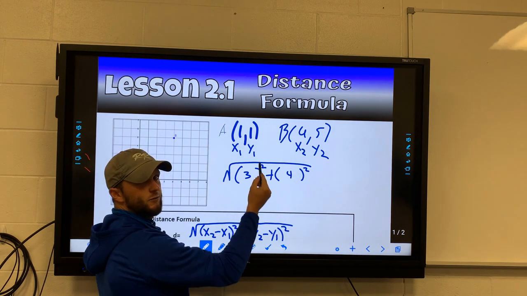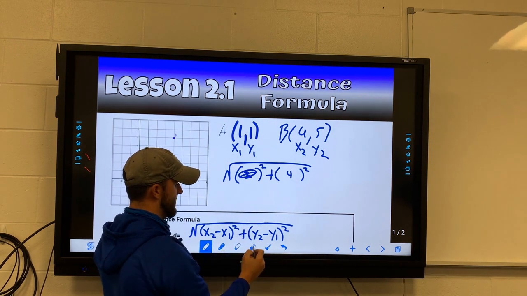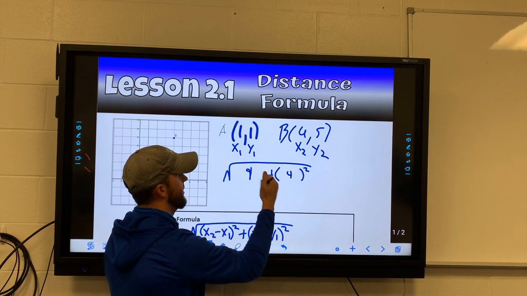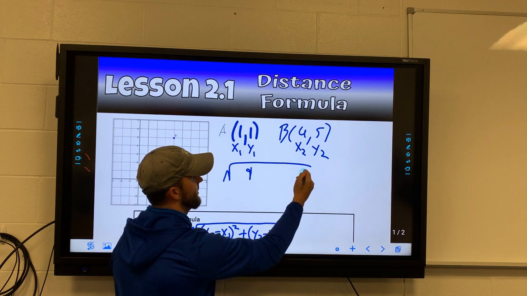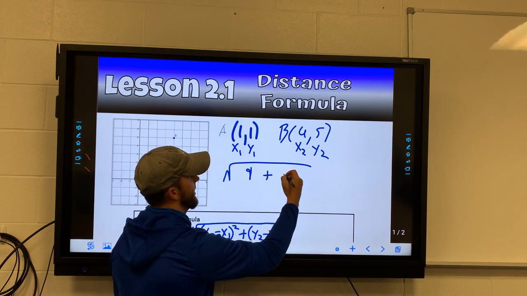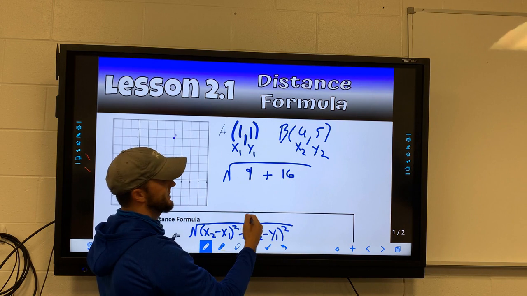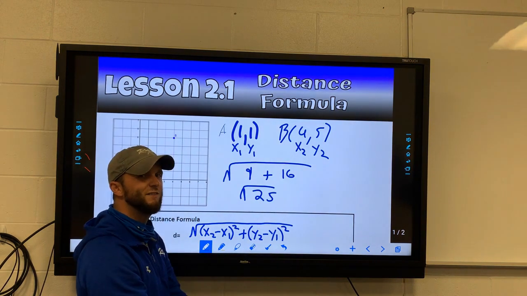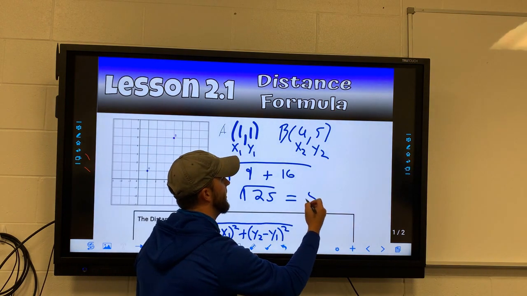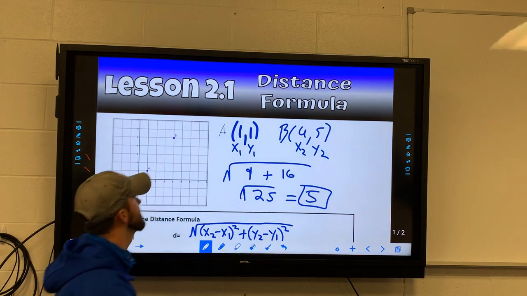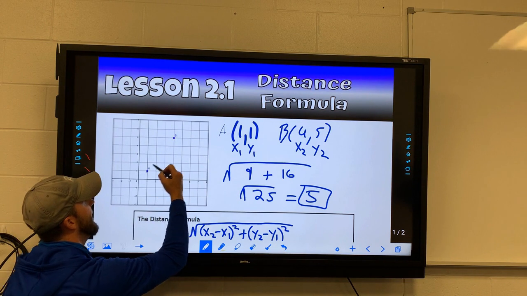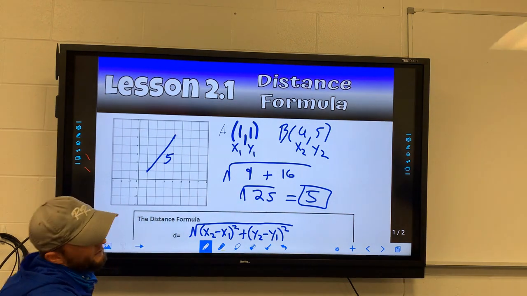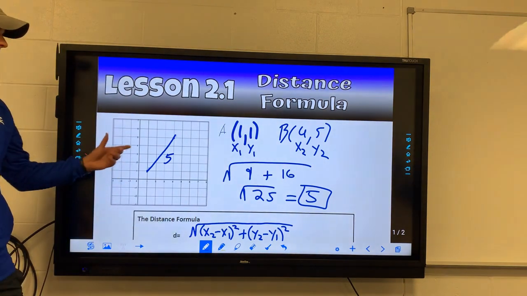3 squared is 9. So this right here is going to turn into 9. 4 times 4 is 16. So plus 16. 9 plus 16 is going to turn into 25. And then the square root of 25 is going to equal 5. So that means the distance between point A and point B is going to be 5. And ladies and gentlemen, that is how you find the distance from point A to point B.